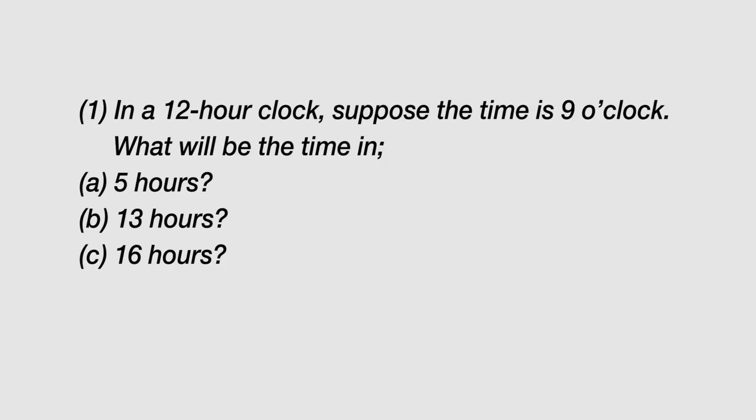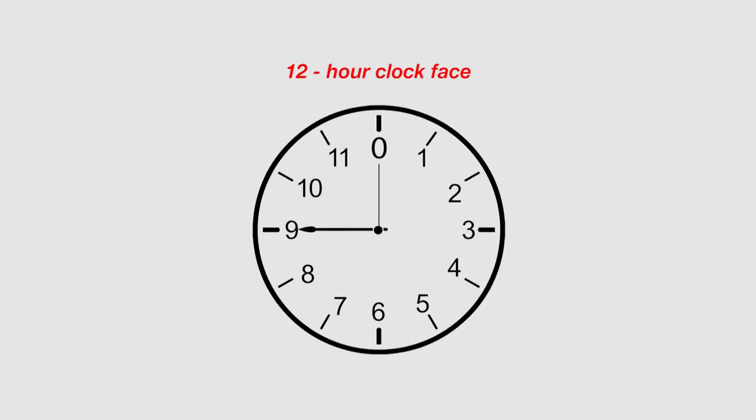Now, in a 12-hour clock, suppose the time is 9 o'clock. We want to see the time after 5 hours. Remember, our time is 9 o'clock. And so after 1 hour, it goes to 10 o'clock. After 2 hours, it goes to 11 o'clock. After 3 hours, the hand will be at 12 o'clock. And we keep moving. And so you will find that in 5 hours, the time will be 2 o'clock. And I'm sure you can see that on the face of the clock.